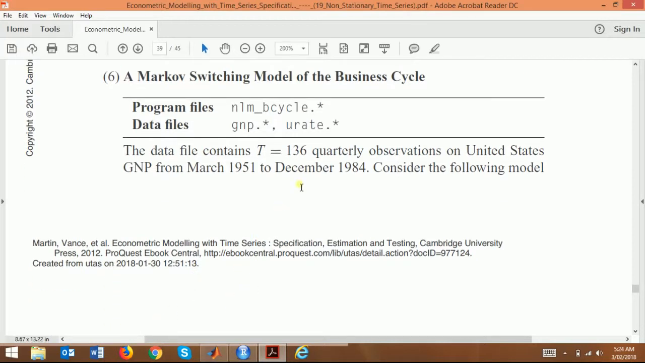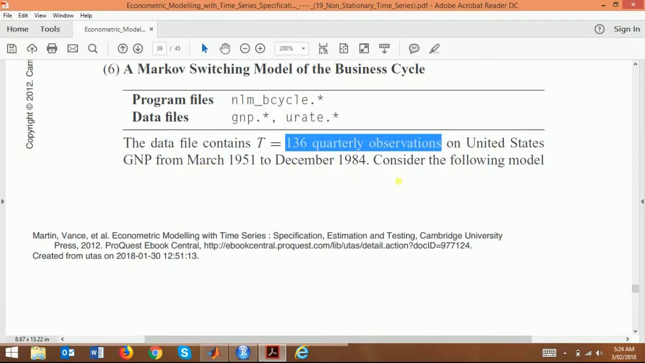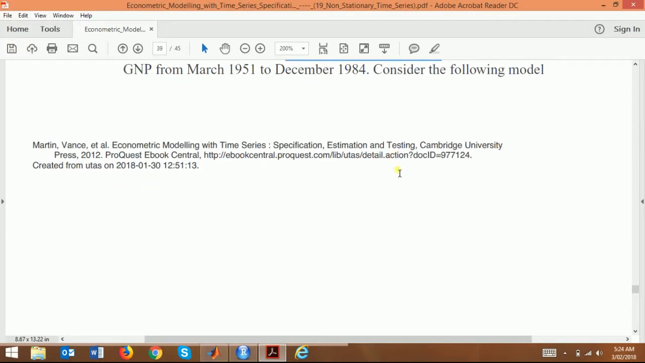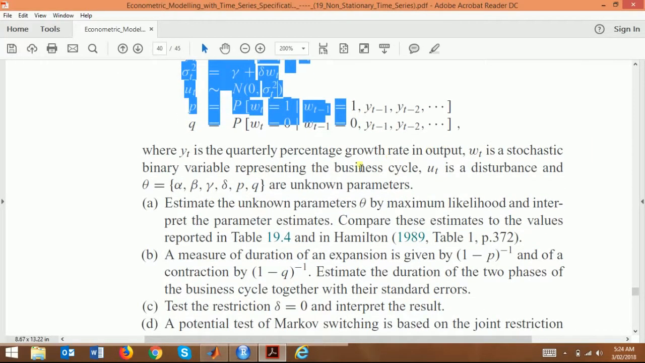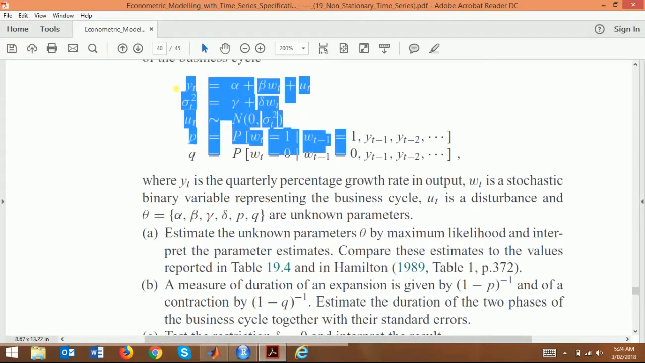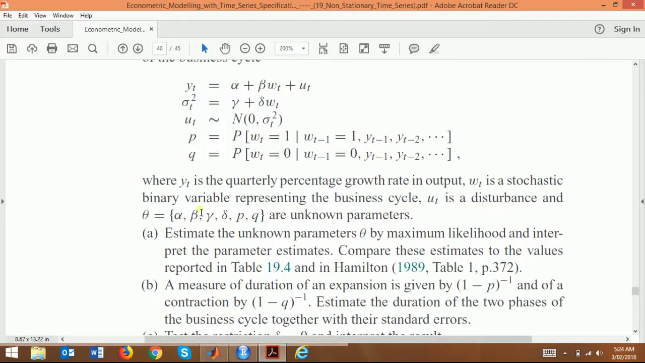So here we have a data file of 136 quarterly observations on United States GNP. The model that we are considering is the regular model that we are familiar with, where the dependent variable Y is the quarterly percentage growth rate in output. Omega is a stochastic binary variable representing the business cycles. This can represent crises and anything. U is the disturbance and theta is the unknown parameter.